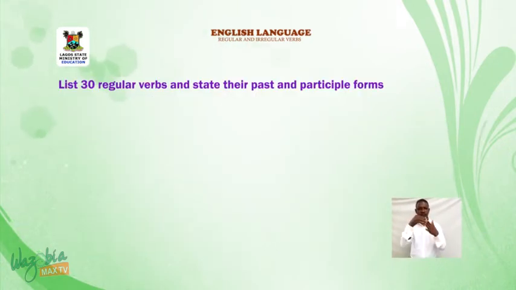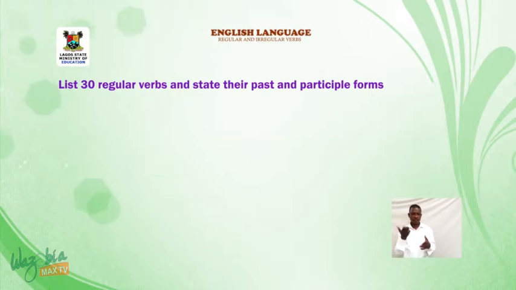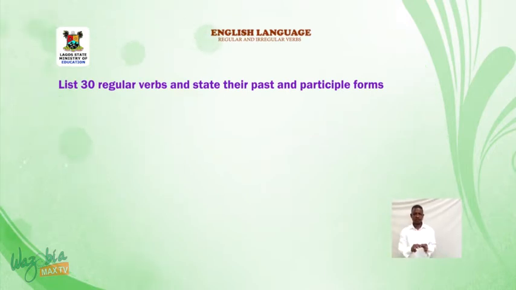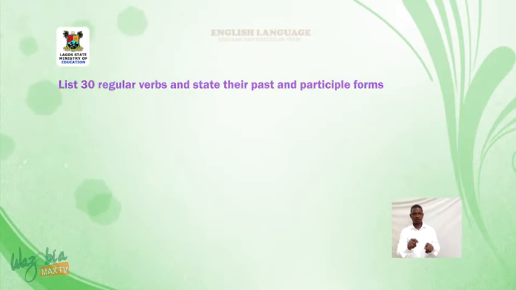List 30 regular verbs and state their past and participle forms. At this juncture, let's go for a short break. When we come back, we'll continue the class. Thank you.